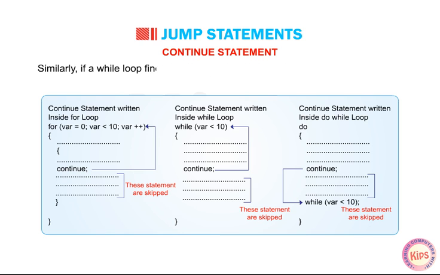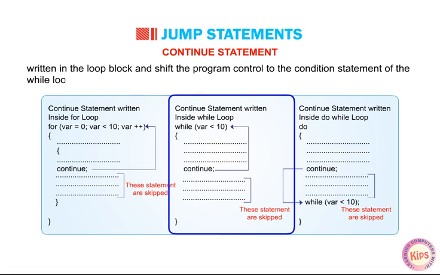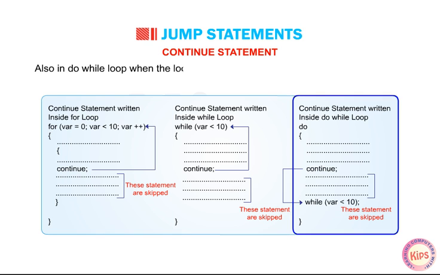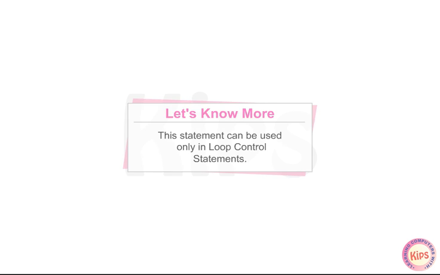Similarly, if a while loop finds a continue statement, the compiler would ignore the rest of the statements written in the loop block and shift the program control to the condition statement of the while loop for the next iteration. Also in a do-while loop, when the loop finds a continue statement, the program control passes to the conditional test. Students, let us know more. The continue statement skips the loop and re-executes the loop with a new condition. This statement can be used only in loop control statements.